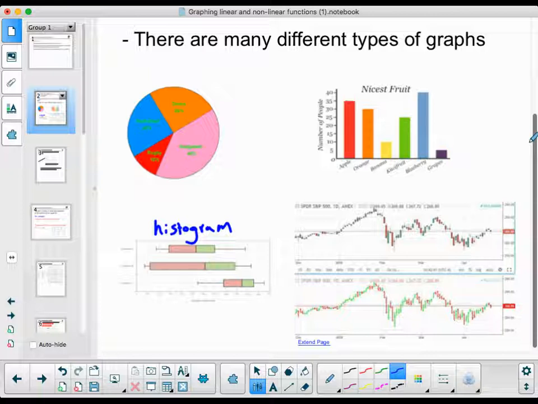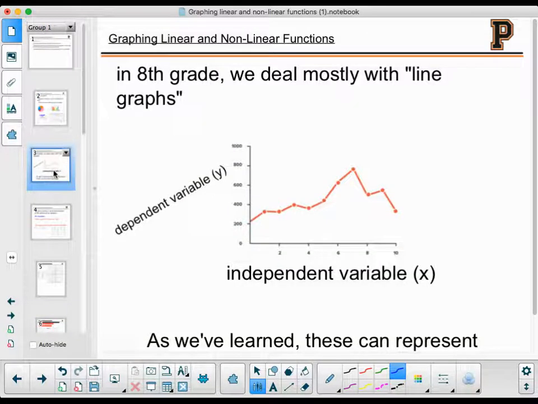Candle graphs, that's used a lot in the financial world, but essentially graphs are just visual representations of information, which are important. A lot of people are visual people. The stock world deals with these types of candle graphs. Sometimes I buy and sell cryptocurrencies just for fun. We use these types of graphs all the time. All right. Today, what we're going to focus on is what's called the line graph.